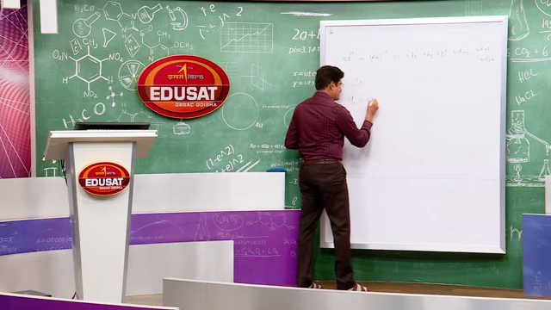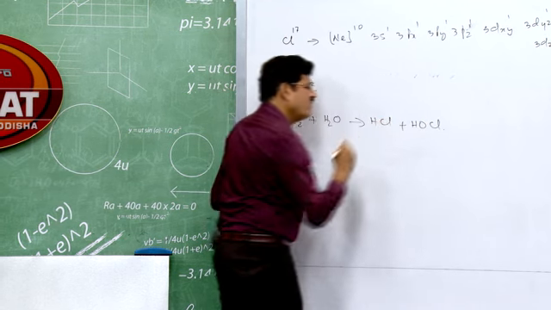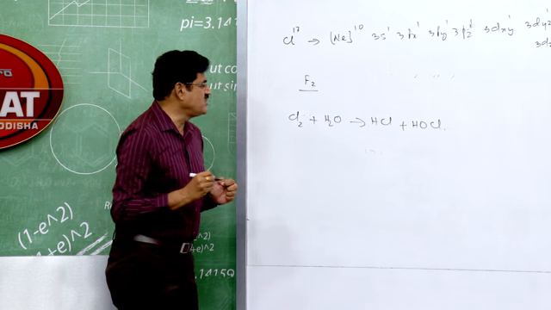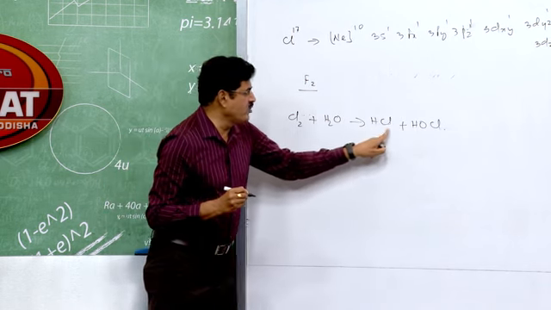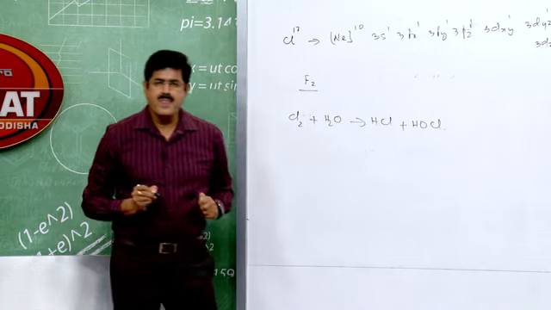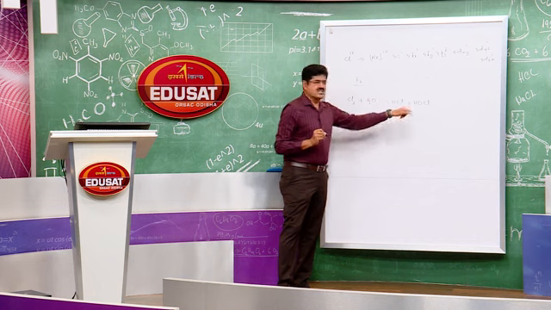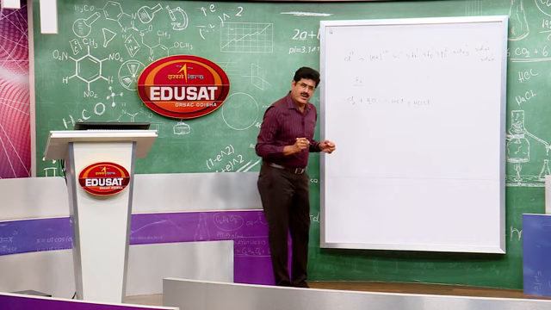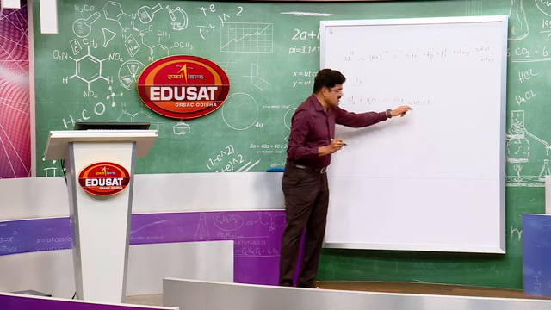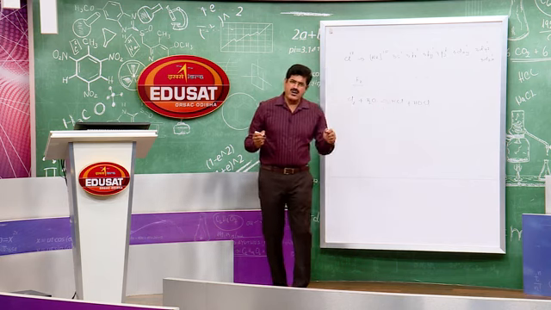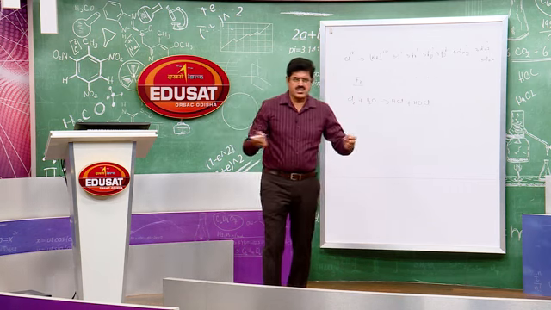Cl2 plus water gives HCl and HOCl, that is hydrochloric acid and hypochlorous acid. Chlorine reacts with water to give hydrochloric acid and hypochlorous acid. Bromine reacts with water to give hydrobromic acid and hypobromous acid. Iodine, how does it react with water? No reaction. Iodine does not react with water at all.